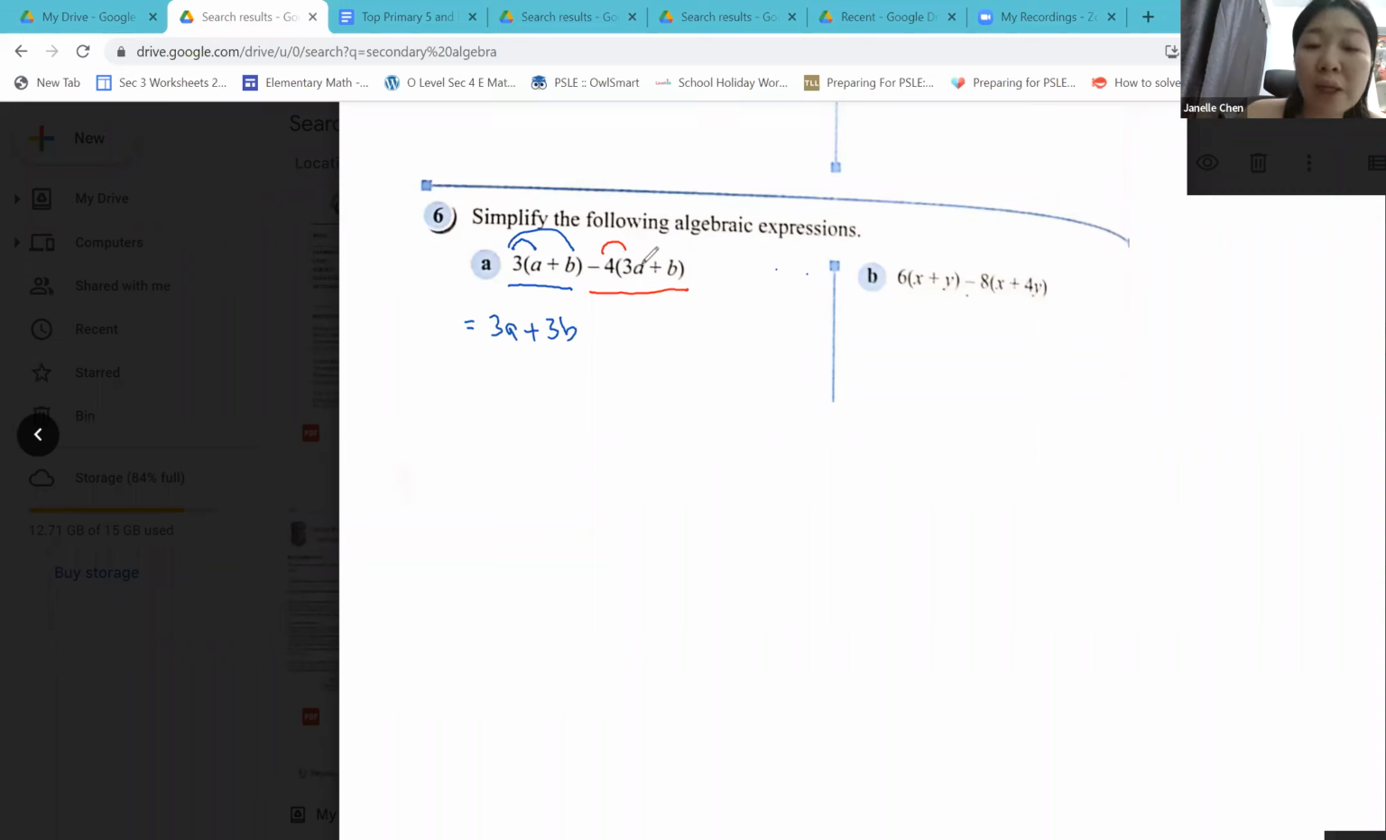So we have -4 times 3a. Positive times negative gives you negative. So I have -12a. And then -4 times b, I have -4b.